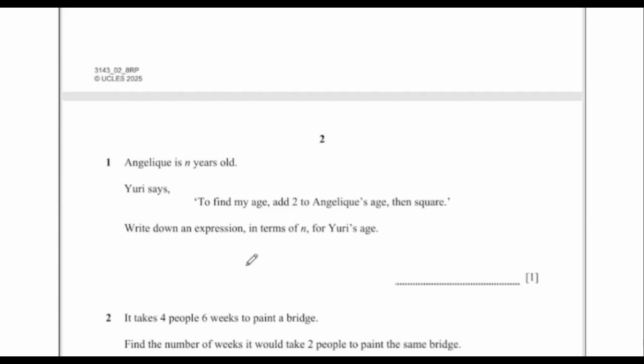Question 1. Angelique is n years old. Yuri says, to find my age, add 2 to Angelique's age, then square it. We are asked to write an expression in terms of n for Yuri's age. Since Angelique's age is n, we add 2 to it, then we simply square it. So this gives us (n + 2) squared.